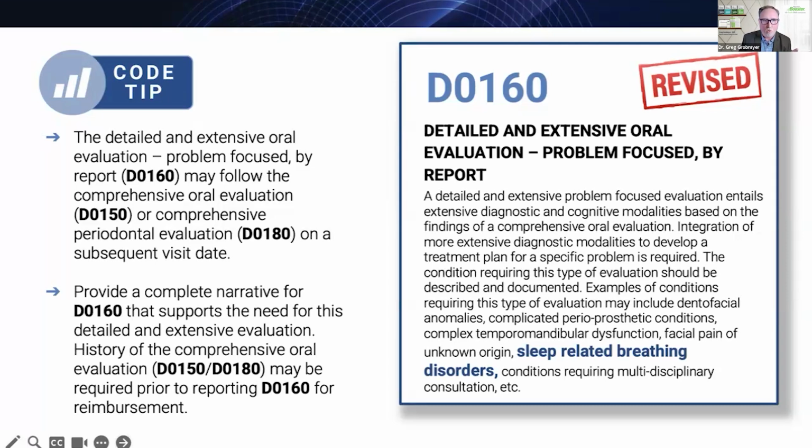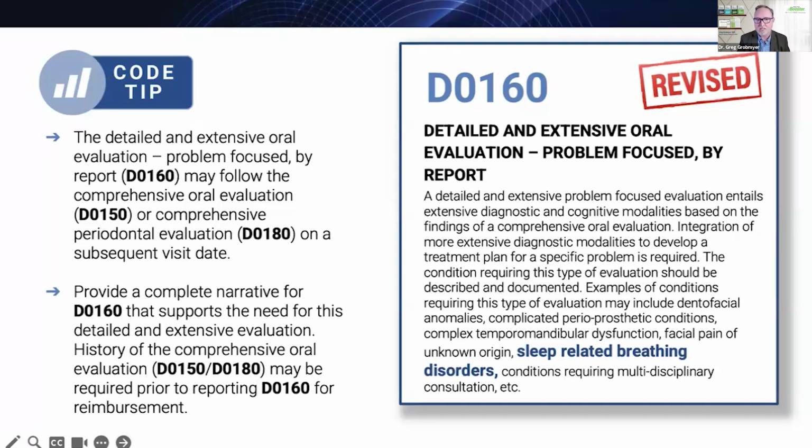So the D0160 can be used if you've diagnosed a particular problem that the patient has, and then that particular diagnosis needs its own treatment planning and more extensive evaluation. So they listed a few different examples of conditions that could require this, including things like dentofacial anomalies, complicated perioprosthetic conditions, TMJ dysfunction, facial pain, and they've added in sleep-related breathing disorders this year. And so that was the change that happened.